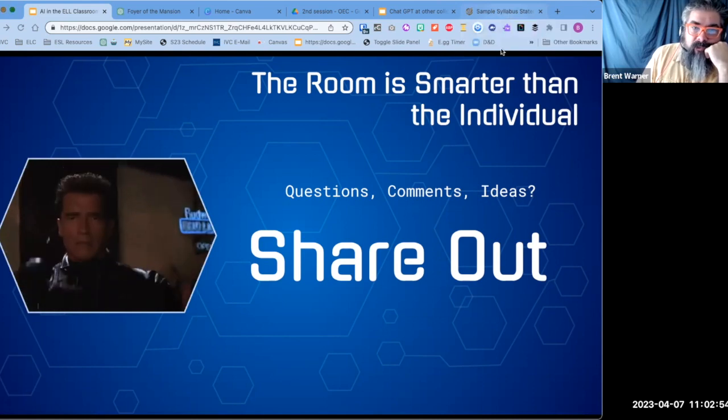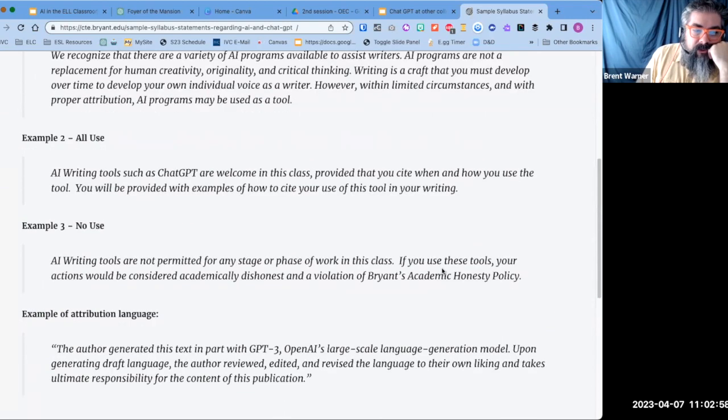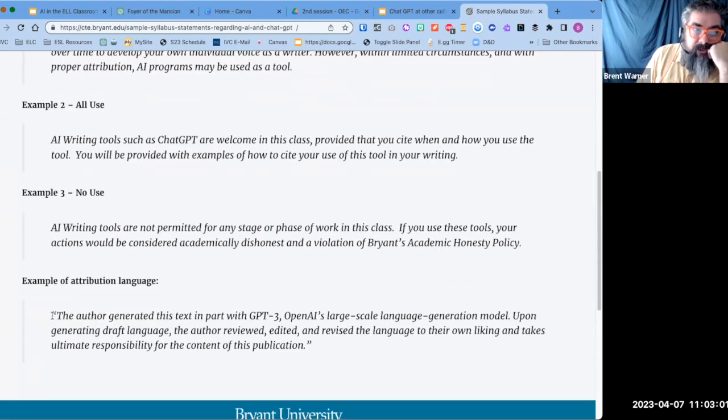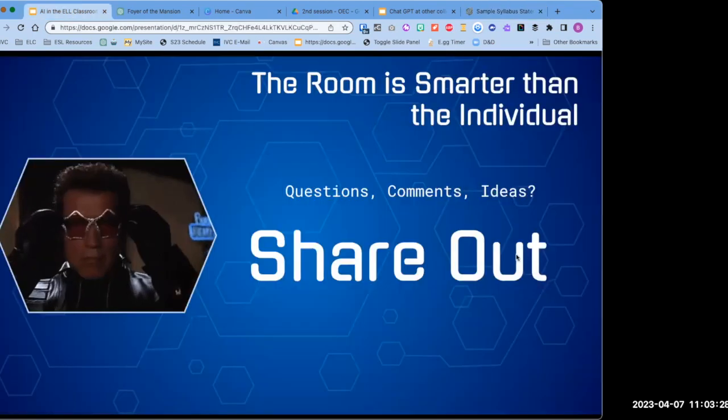I will point out this because I saw a similar question in the chat about what the expectations are. Someone is doing these types of things, like at Bryant University, they've got this kind of language, saying, hey, cite it like this: author generated this text in part with ChatGPT 3, and so on. So there can be options for those types of things. But I think at the moment you actually kind of have to develop your own system until whatever formatting style you use comes out with their own official responses to it. It's too early right now. Okay, thank you so much.